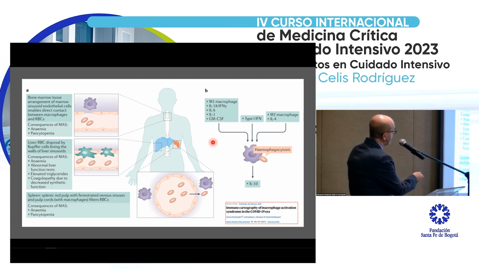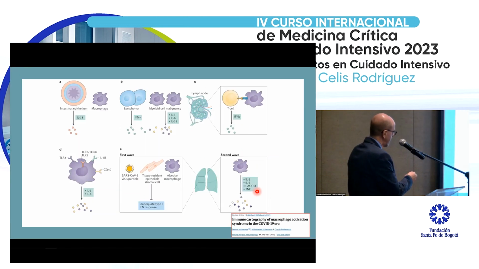So you have a macrophage that is liberating all these cytokines: IL-1, IL-6, IL-18, M1 macrophage, GM-CSF, and interferon, etc. And on the other side, interleukin-10, which is trying to balance the picture, trying to reduce the inflammatory response, but usually is inefficient. Then you have the different areas that are affected. You could have the intestinal epithelium, and then the release of IL-18, leading to the activation of the macrophage, or from a tumor like lymphoma or myeloid malignancies.